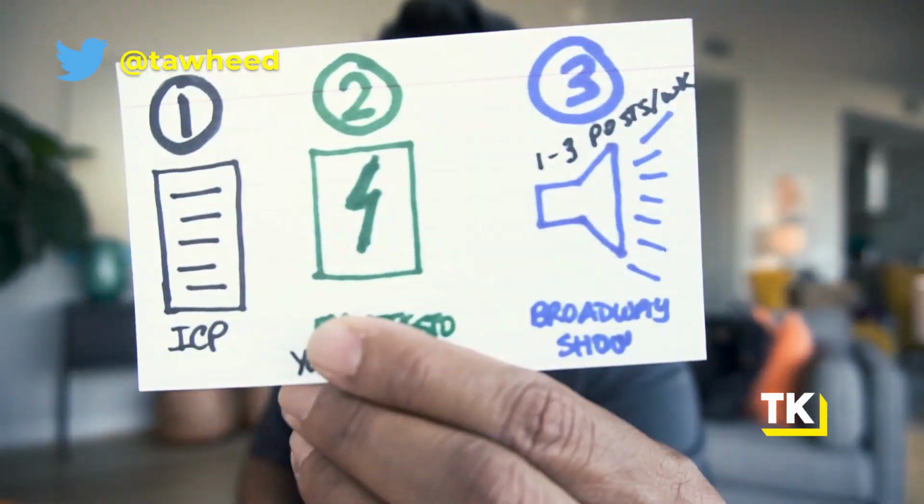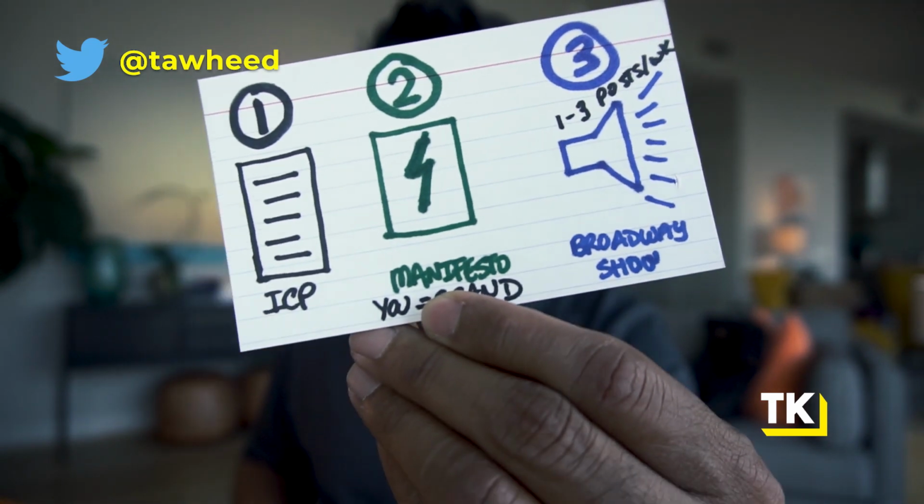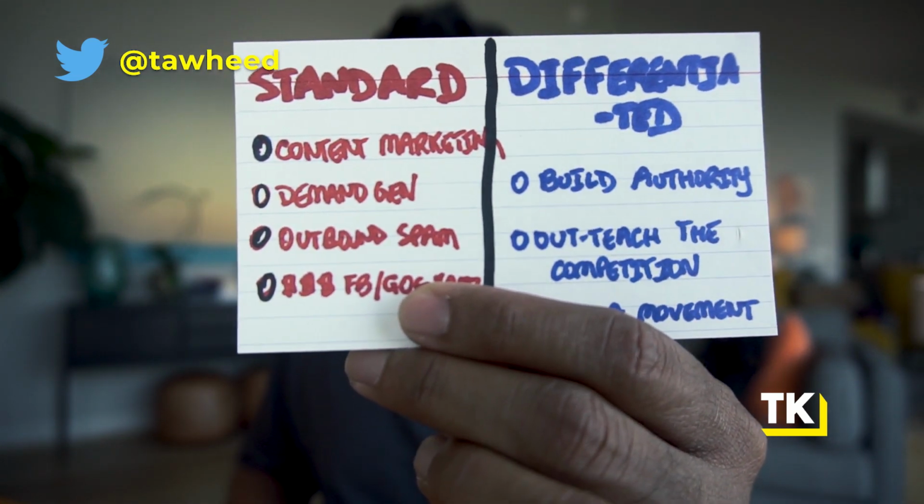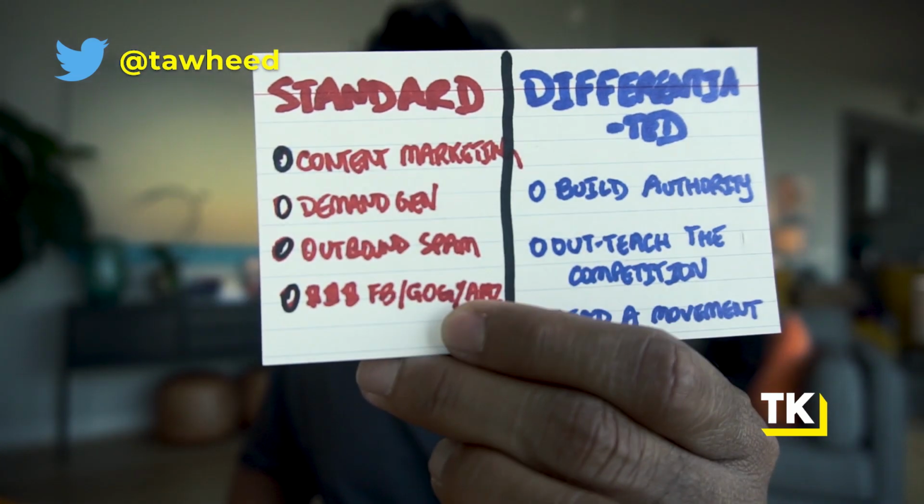When you do that to a very specific ICP using your manifesto and you run that Broadway show, you end up with a very differentiated go-to-market strategy. You build authority. You actually out-teach the competition, and you lead a movement. All of these activities will help you actually create a mini brand around yourself. It'll create a halo effect. It'll help you differentiate from the competition, but most importantly, it'll drive trust in the industry because they will look at you as an authority. And the people tend to buy from people they trust.